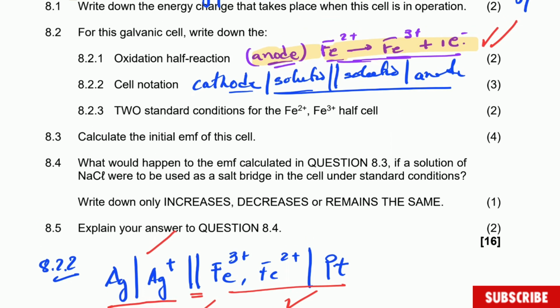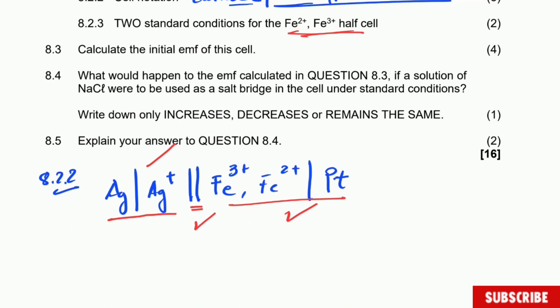Question 8.2.3, write down 2 standard conditions for the Fe3+ half cell. So for this half cell, which is the anode. Okay, so let's answer this question real fast. So what are the standard conditions? First of all, the concentration of the solution must be 1 mole per cubic decimeter. Nothing to say.